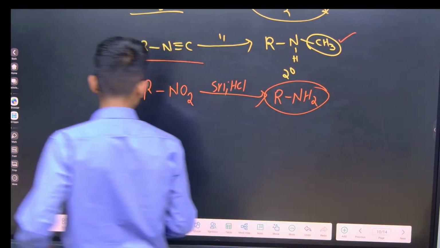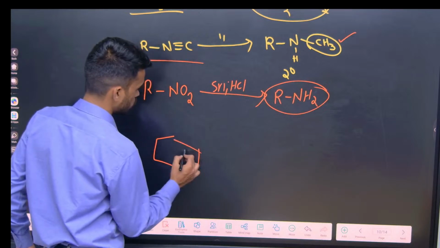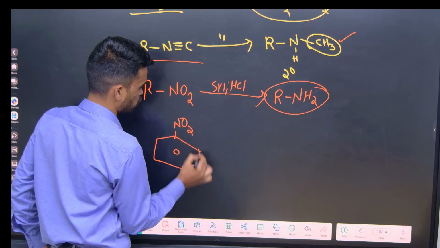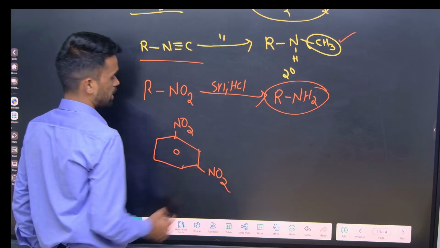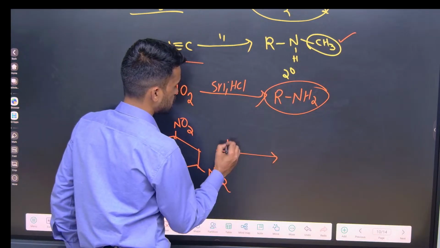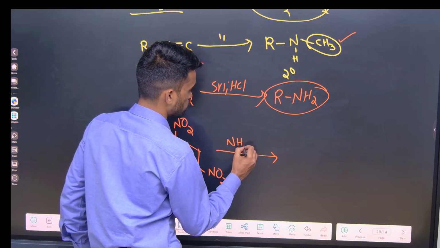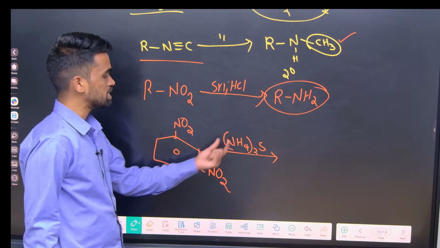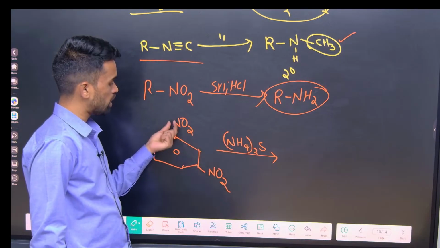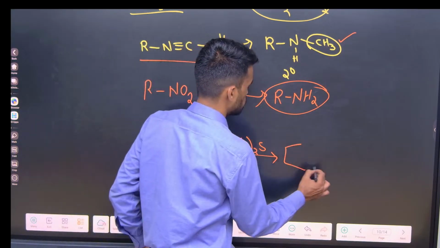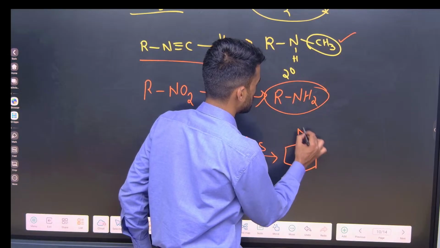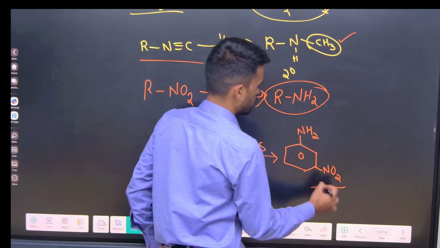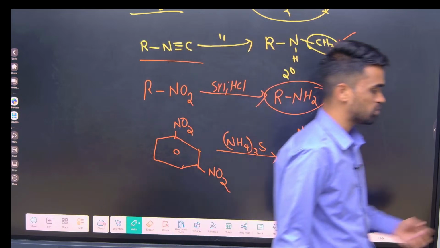Here there is also a selective reduction method that I will tell you. When there is an aromatic nitro compound like 1,3-dinitrobenzene, just treat this with ammonium sulfide, (NH4)2S. This will selectively reduce one of the nitro groups to an NH2 group. This was a previous JEE Advanced question, I think. In a multi-step reaction, this is one of the steps involved.